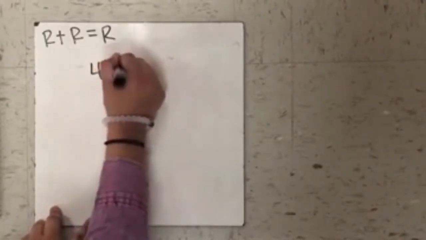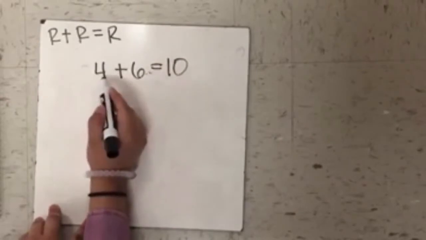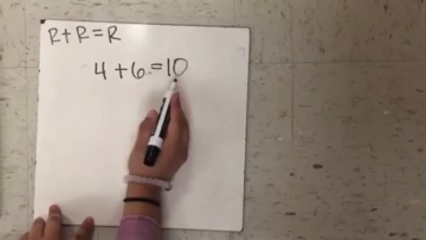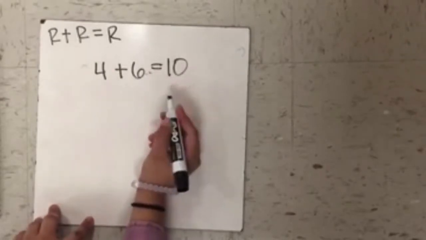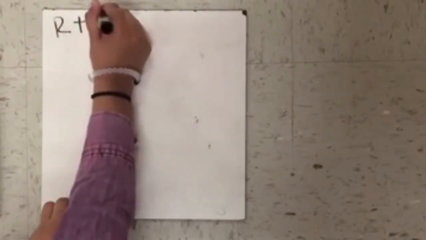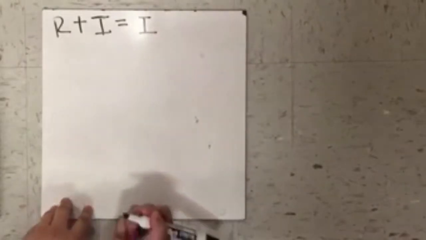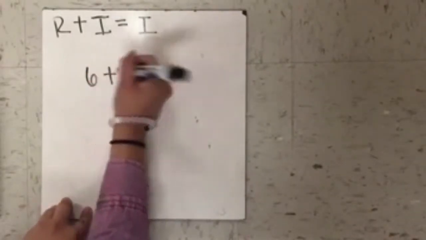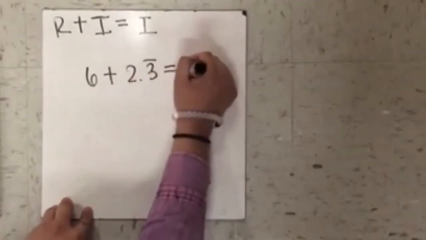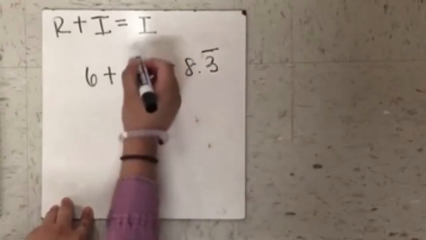So for example, we have 4 plus 6, which equals 10. 4 is the rational, 6 is rational, and 10 is rational. So you can tell all the numbers are rational. Our next rule is rational plus irrational, which would equal irrational. For example, you have 2.3 repeating plus 6, which would be 8.3 repeating, and that would be an irrational answer.